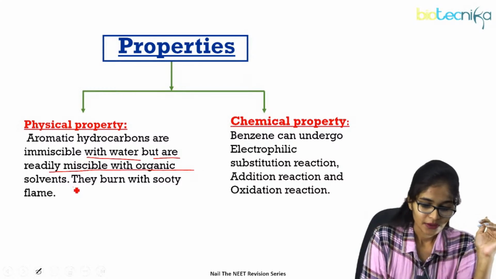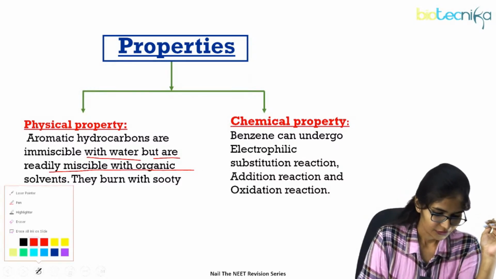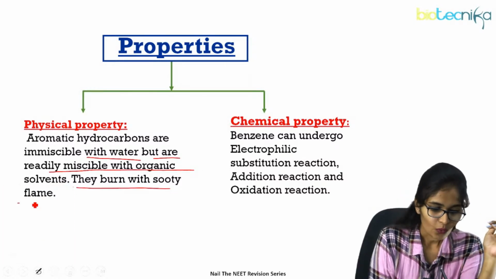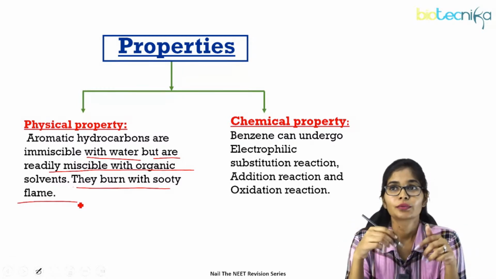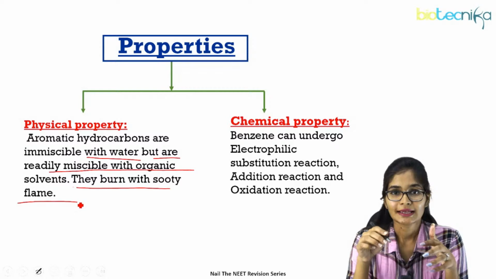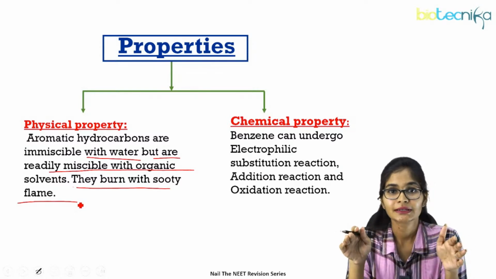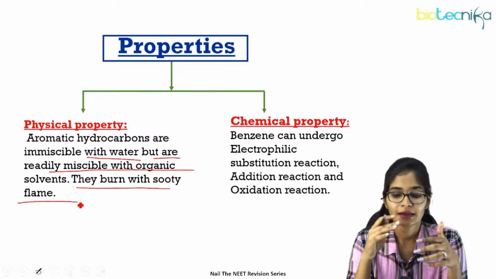And now, they burn with sooty flame. Okay, so they burn with sooty flame. Why do they burn with sooty flame? Because they contain cyclic rings. So whenever you try to burn the cyclic rings, they will not burn completely. That's why it will give sooty flame whenever they are burning.